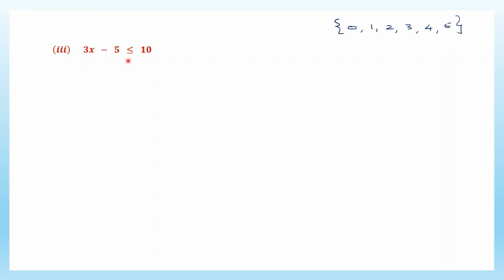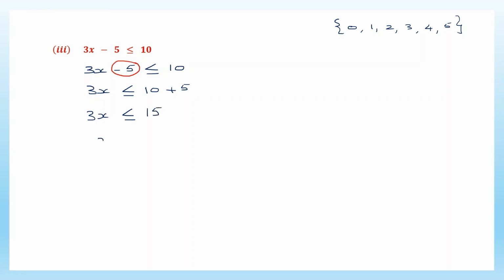Question 3. 3x minus 5 is less than or equal to 10. So first let's solve it. Find the value of x. So this will be 3x minus 5. I'm copying the question. Is less than or equal to 10. So 3x is less than or equal to 10 plus 5, because I have transposed minus 5 from the left hand side to the right hand side. So 3x is less than or equal to 10 plus 5 is 15.